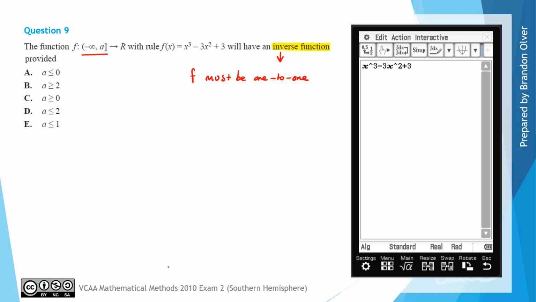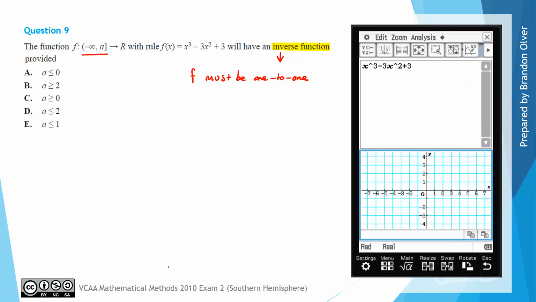And then we want to sketch this so that we can identify a section of the graph starting at negative infinity up until some value of a, such that it's 1-to-1. And that will mean that the inverse is also a function. So if we click on the graph icon and then drag this down, we get this cubic graph.